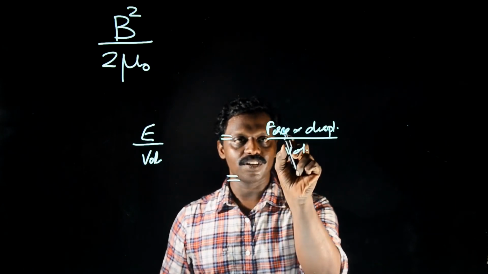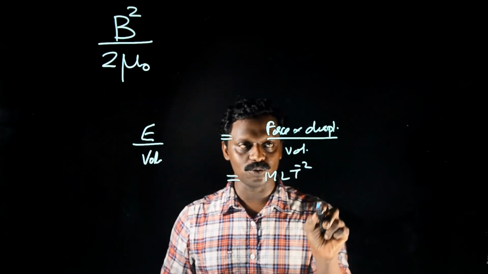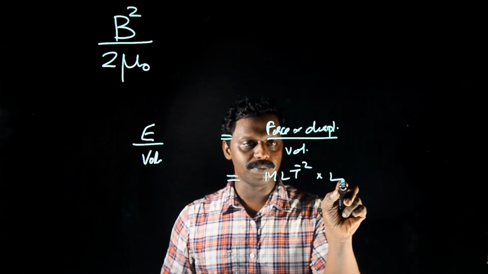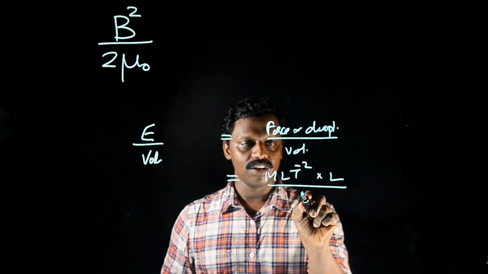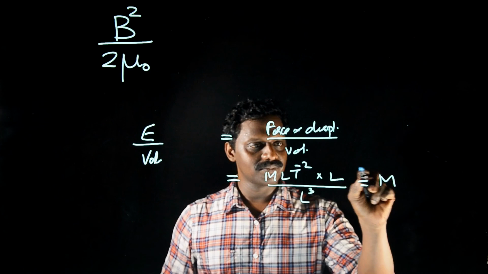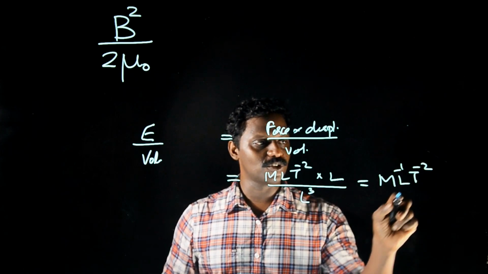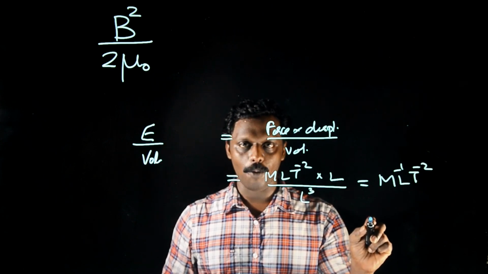Force is mass times acceleration, which is M L T raised to minus 2, multiplied by displacement L, divided by volume L cubed. So we have M L squared by L cubed, which is M L raised to minus 1 T raised to minus 2. The answer is option 2.